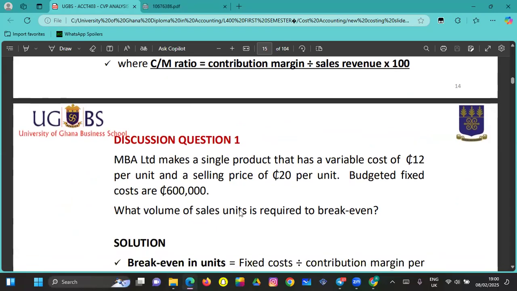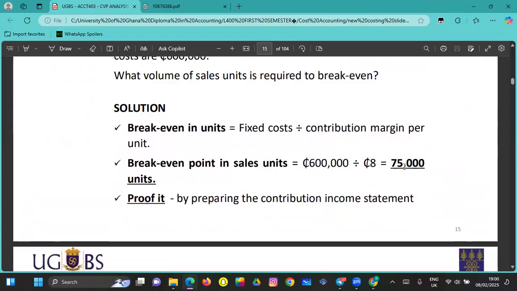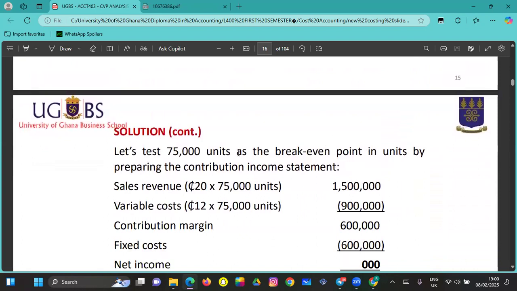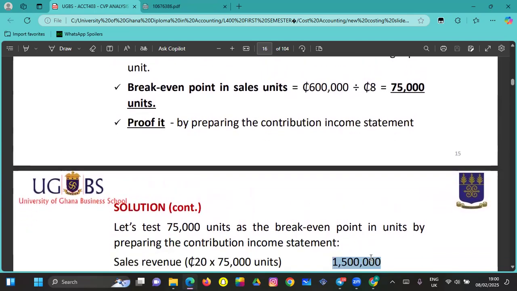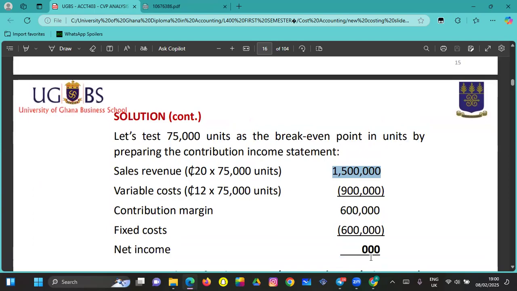So that's what they did here. See, break-even point in units is this. If you want to prove it, we just put that same unit in here. You see the break-even point in sales, 1.5 million. We subtract our variable cost from it, get our contribution, we subtract fixed cost, and then you see our net income is 0. But in the case where a tax is introduced, we have to pay tax, then that's when we'll be making profit, and we'll talk about that soon.